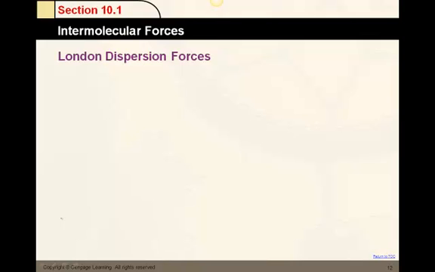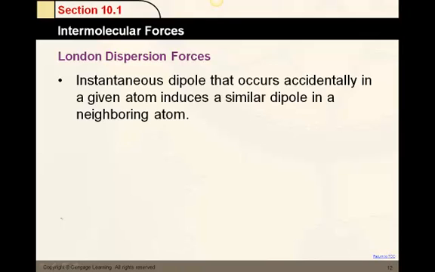And then the last intermolecular force is called a London dispersion force. Sometimes you'll see it just as dispersion force. This happens between all molecules. And what it is you can see here, an instantaneous dipole that occurs accidentally in a given atom. It induces a similar dipole in a neighboring atom.